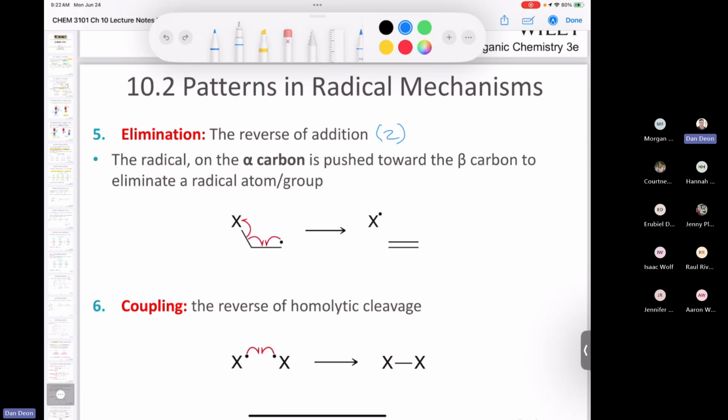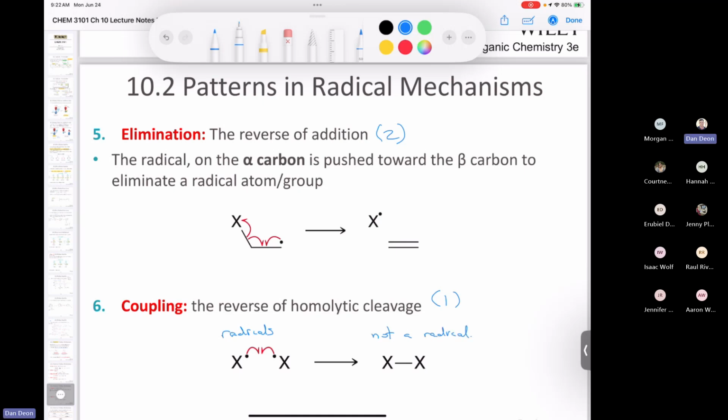Anyhow, and the last one is a coupling. Well, I also have some good news there. It's the opposite of reaction number 1. Reaction number 1 was the homolytic cleavage. This is just the opposite, okay? 2 radicals come together. So you're starting with radicals, and you end up with not a radical.